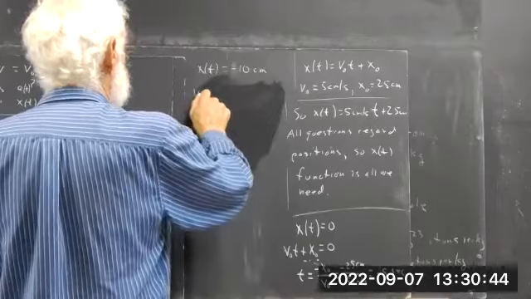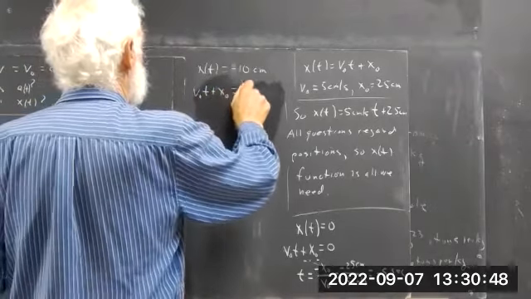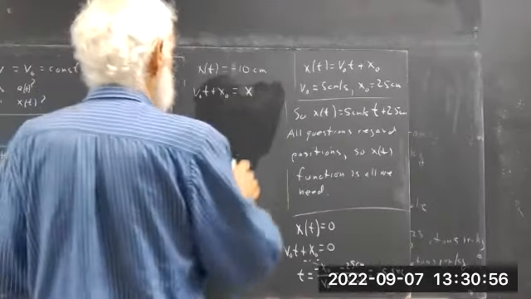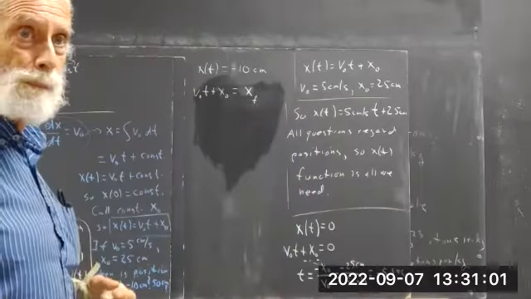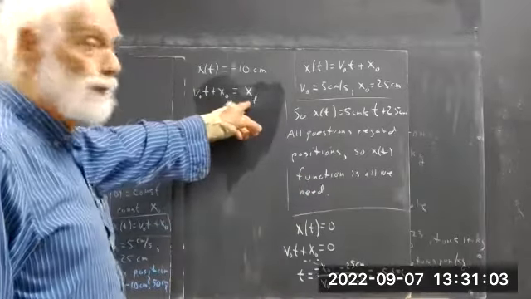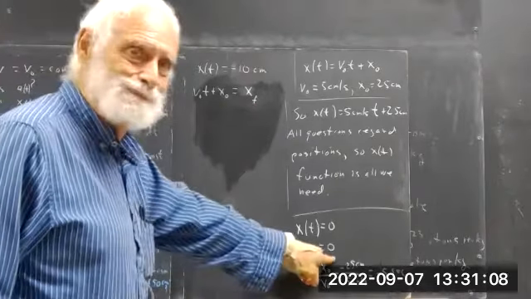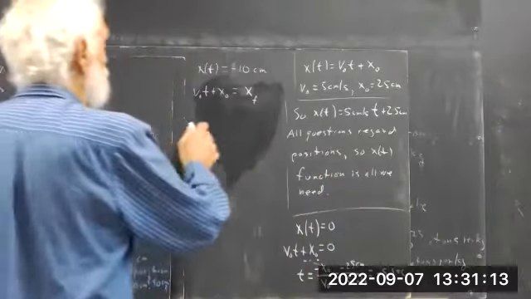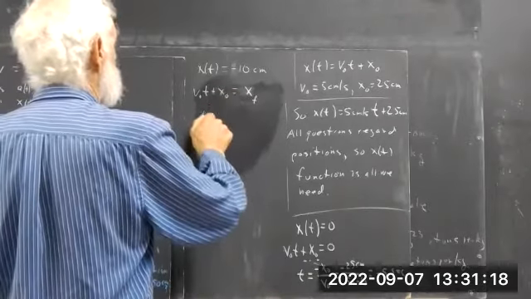We got v naught t. I'm going to call this x, and let's call this x sub L. Now, this is a solution for any x. This was a solution that relied on x equals zero, so that wasn't a very good thing for me to do. Anyhow, you solve this equation. Well, it's easy.